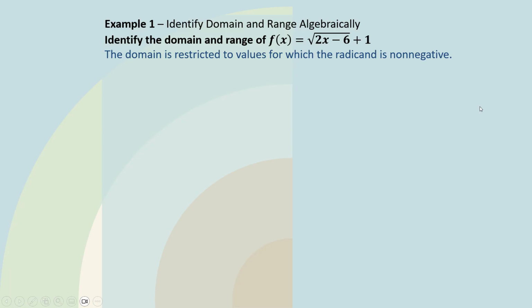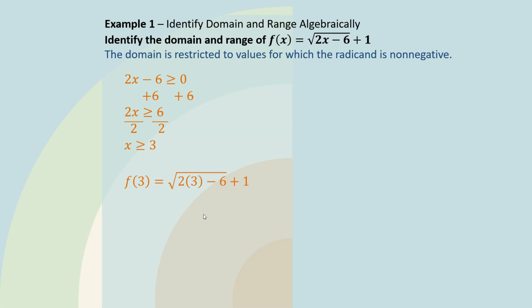To graph the function f of x equals the square root of 2x minus 6, plus 1, we have to restrict the domain, because remember, the square root of a negative number is not real. So the expression under the radical sign must be greater than or equal to 0. To solve this for x, I add 6 and then divide by 2. So our domain is x greater than or equal to 3. So 3 is where this graph starts.